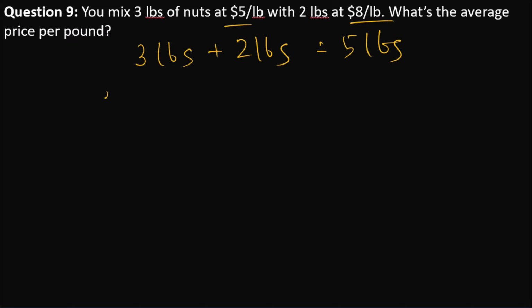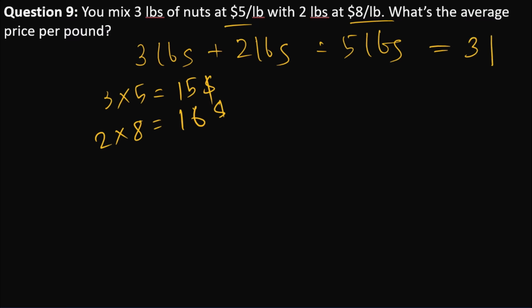3 times 5 equals 15, right? And 2 times 8 equals 16. So 16 plus 15 equals $31. So we need to divide this way. So how can we divide? 31 divided by 5. 5 goes into 31 six times, and here the rest is 1. So we need to take a point. So we will get 10, and 5 goes into 10 two times. So this is the answer, $6.2.